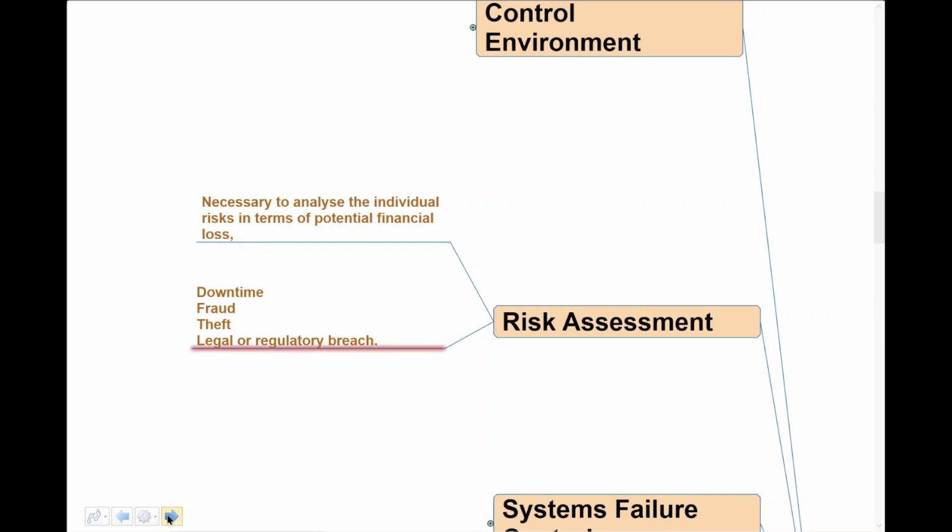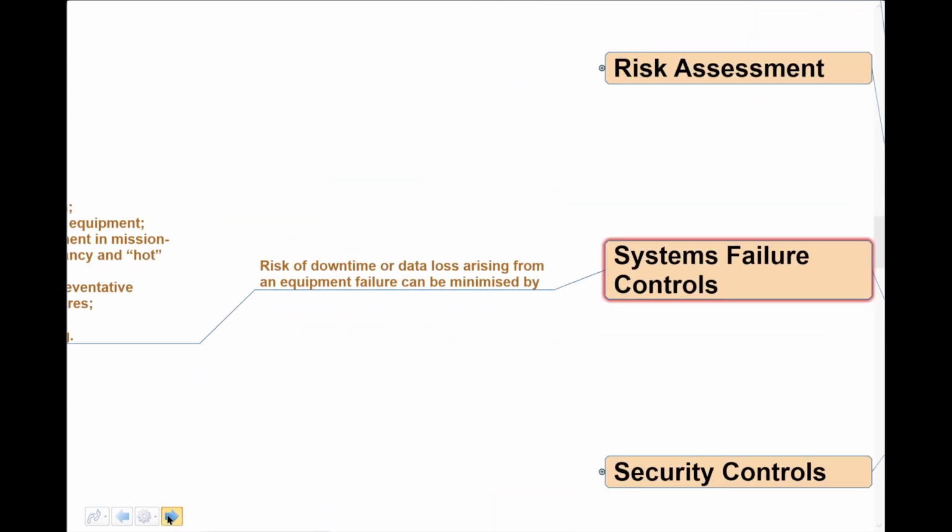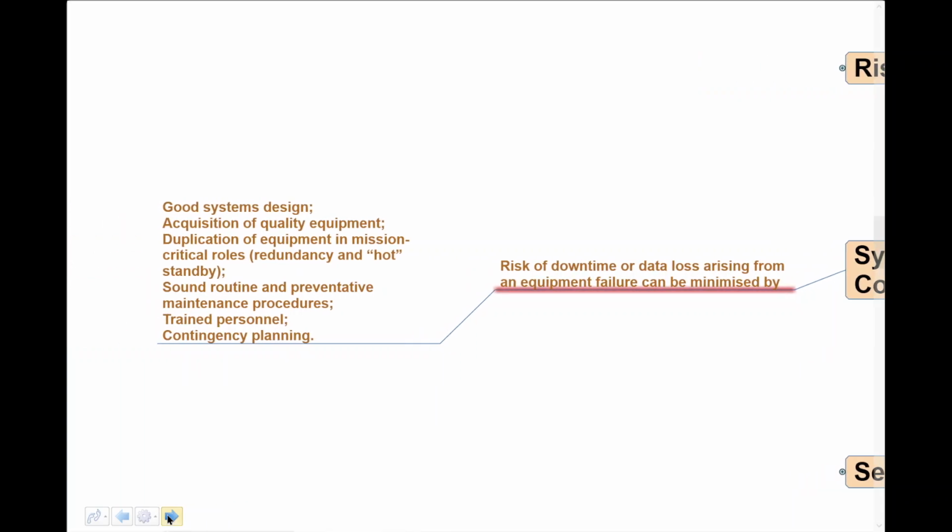And there are many, not least downtime, but obviously, given IS and IT, fraud, theft, or possible breaches in terms of regulations. In terms of system failure control, what can we do? How can we avoid it? Well, it can't be avoided entirely. Several things could be considered. The overall system design, outside of that, routine procedures, training, and indeed, right at the end there, contingency planning. So a plan if things go wrong.